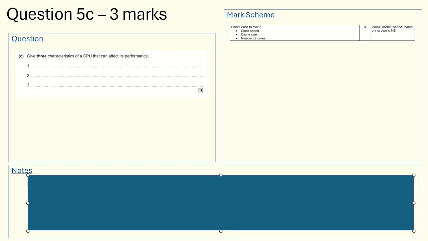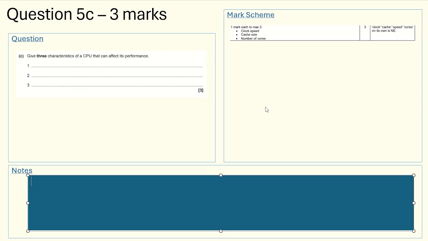Okay, question 5C is looking at the characteristics of a CPU. We've got 3 characteristics that we need here that can affect its performance. There are usually a few issues with this question. You can see here on the guidance from the mark scheme, usually students don't put down the second part of these characteristics, and they can't get the marks because there's not quite enough there. For example, if you just put cache, that the cache doesn't affect the performance of the CPU. It's the size of the cache that affects the CPU.